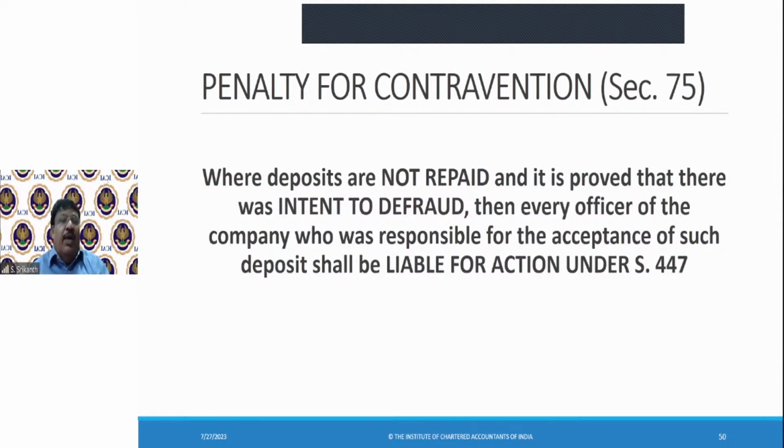Where deposits are not repaid and it is proved that there was intent to defraud, meaning the idea of the company is to accept deposits and run away without repaying, then every officer of the company who was responsible for the acceptance of such deposit, and here they are talking about officer, includes KMP, company secretary, CFO, everybody, be careful. Not director only. The officer who was responsible for the acceptance shall be liable for action under section 447. You know 447.